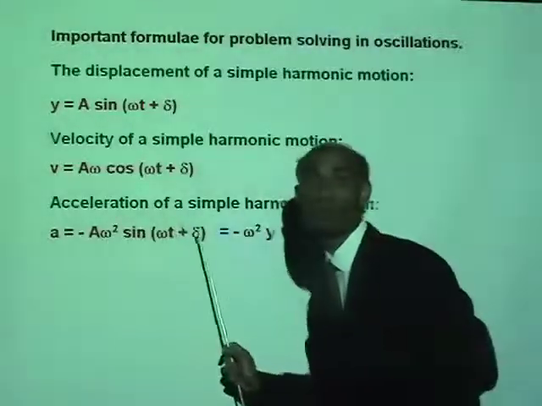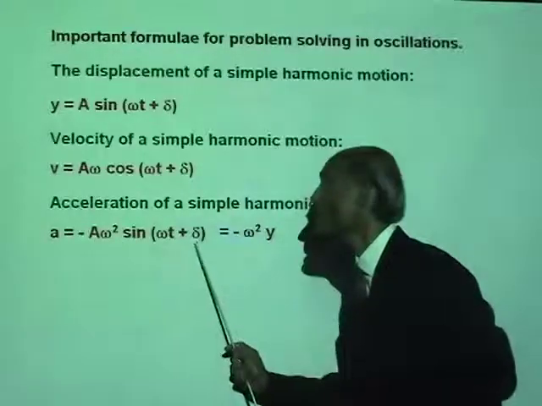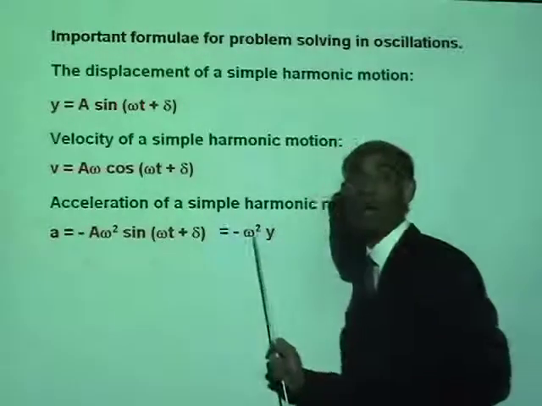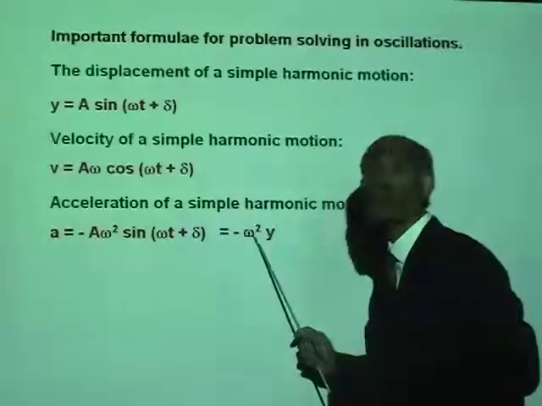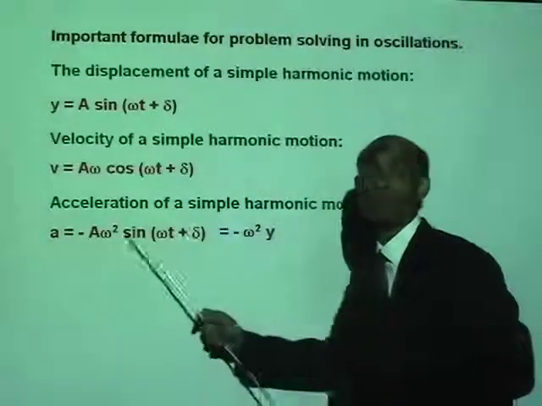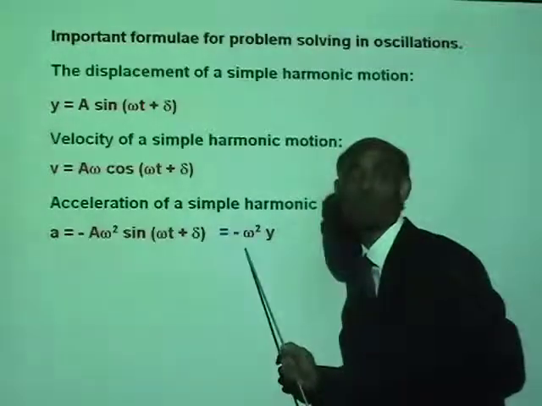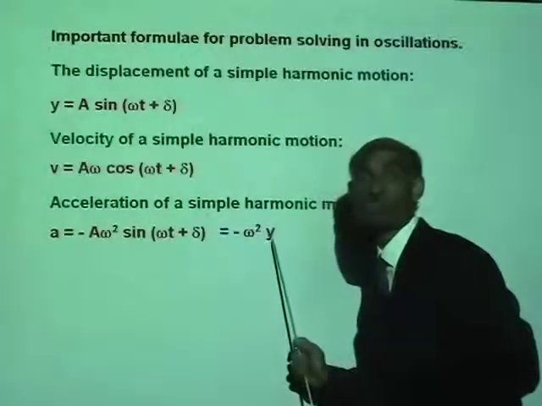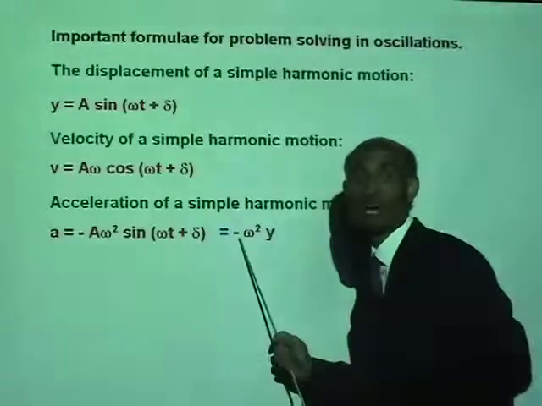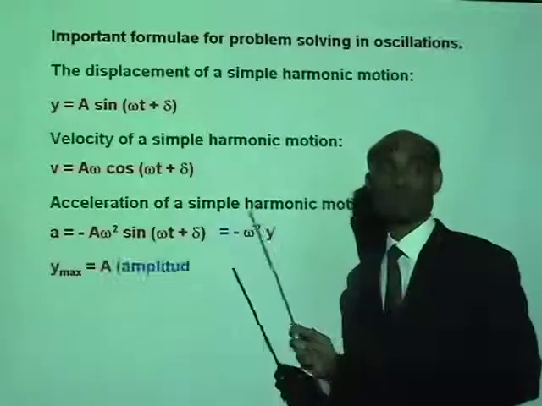And also we rewrote it as A sine(omega t plus delta) is y. So acceleration equals negative omega squared y. Now this is the typical equation for a simple harmonic motion. Acceleration is proportional to displacement and it takes place in the opposite direction.